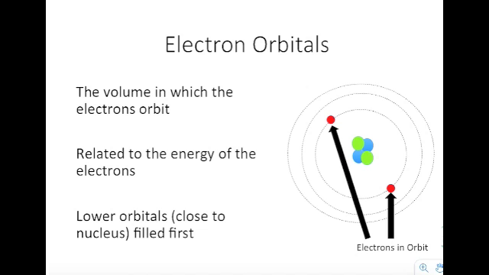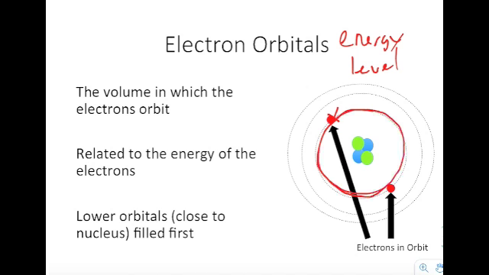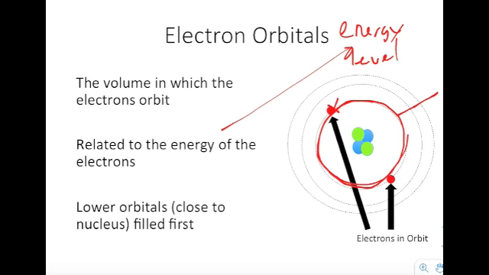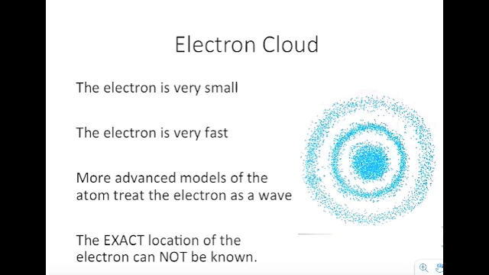Electron orbital is defined as the volume in which the electron orbits. Now, the electron orbital is sometimes referred to as an energy level. And the energy level is basically saying that the electron is confined to this specific circle. This is a two-dimensional way of trying to represent it, but it's just saying that the electron has to be there. It is related to the energy of an electron. The more energy it has, the more it jumps up these different orbitals. And the lower orbitals are always going to be filled first. That's one way of looking at electron orbitals.